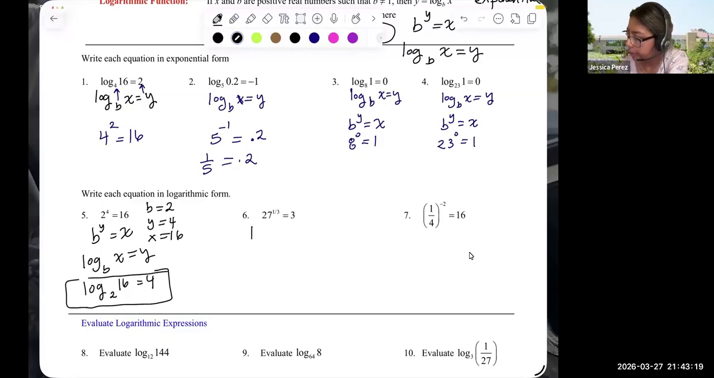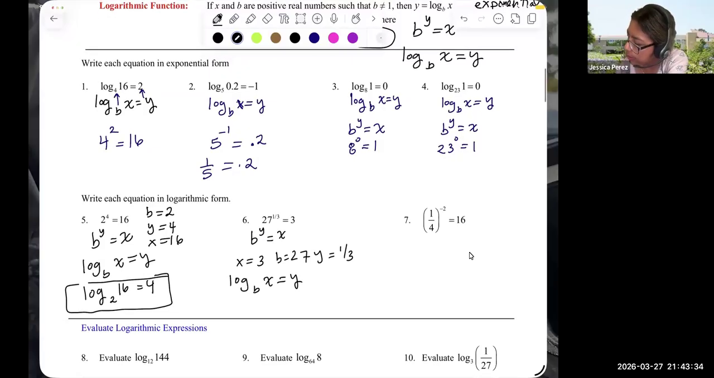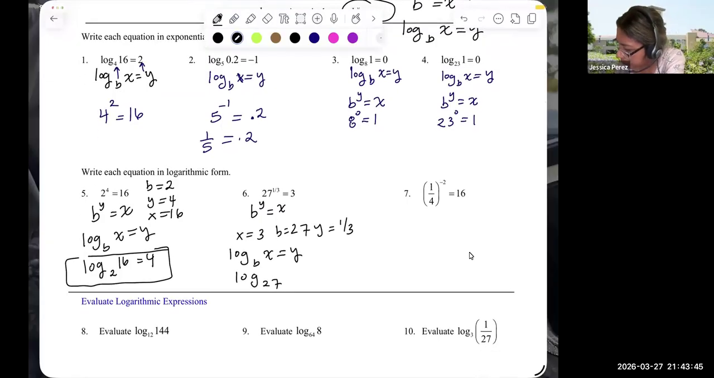Same thing here. I have b to the y is equal to x. So x is 3. My base is 27, and y, my exponent, is 1/3. So if I rewrite it, it's log base b of x is equal to y. So it's log base 27 of 3. Here my 3 is going to be x, and then my solution, my y is 1/3. So 27 to the 1/3 is going to be 3.